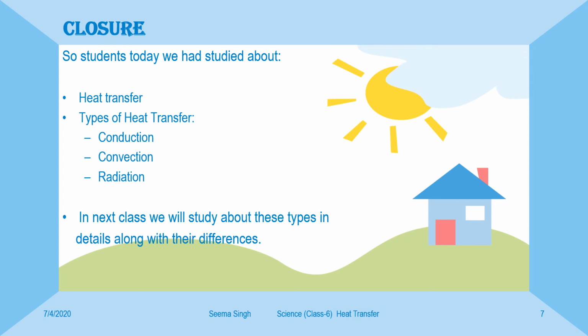Now that's all for the day. Now let's do a quick recap of what we have learned. We have learned about the process of heat transfer. That is, what do we understand by the term heat transfer? What are the various types of heat transfer? That is conduction, convection and radiation. And we have also studied how these three types of heat transfer are different from each other.